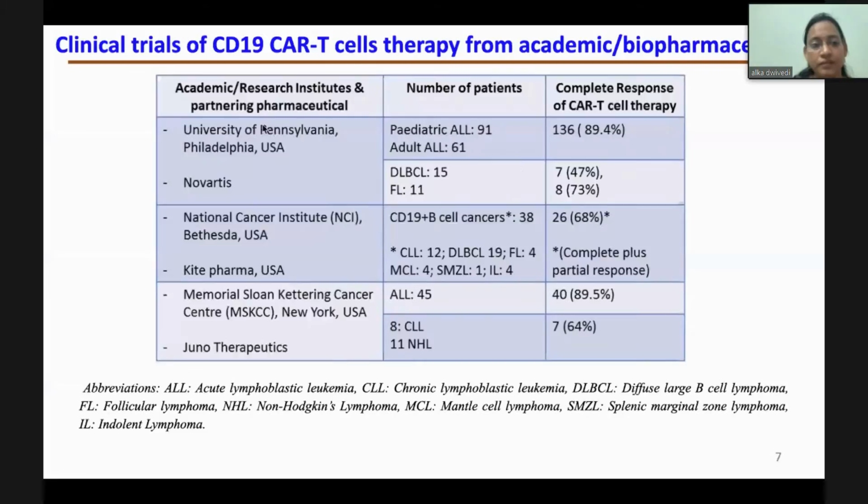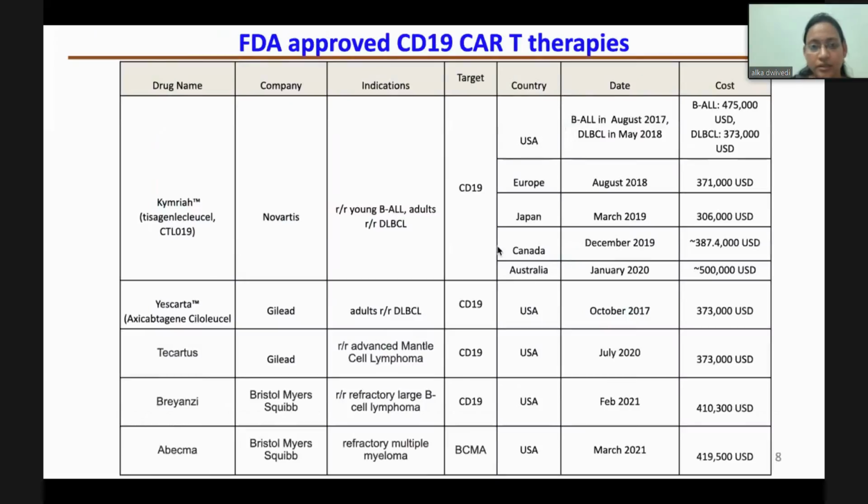If we see this UPenn group, they are in collaboration with Novartis, and NCI has collaboration with Kite Pharma, and MSKCC has collaboration with Juno Therapeutics. Multiple academic institutes are in collaboration with different pharma companies, now bringing these CAR T cells to the market. So these are the five different approved CAR T therapies which are available in the market.